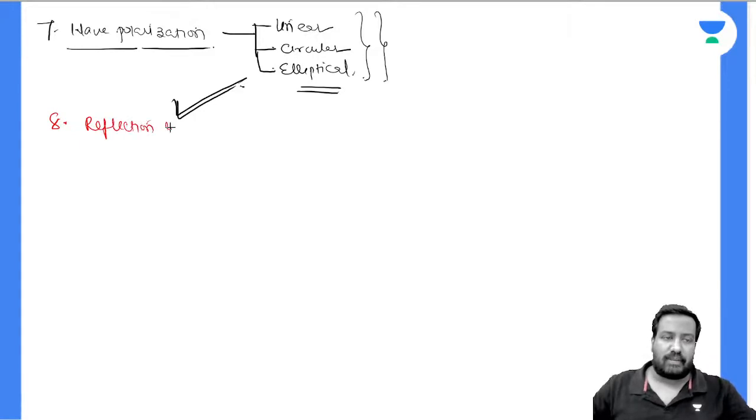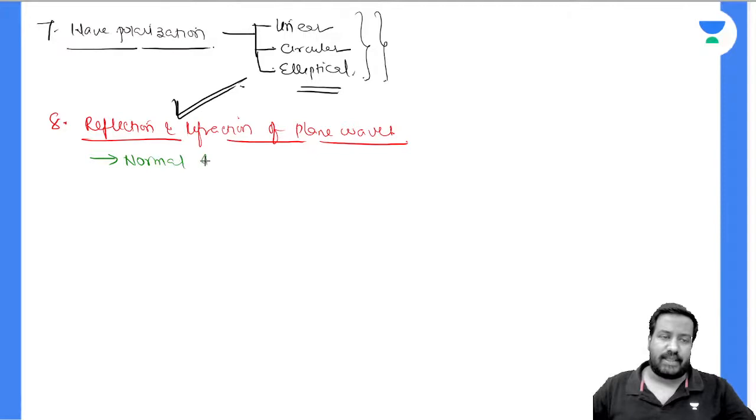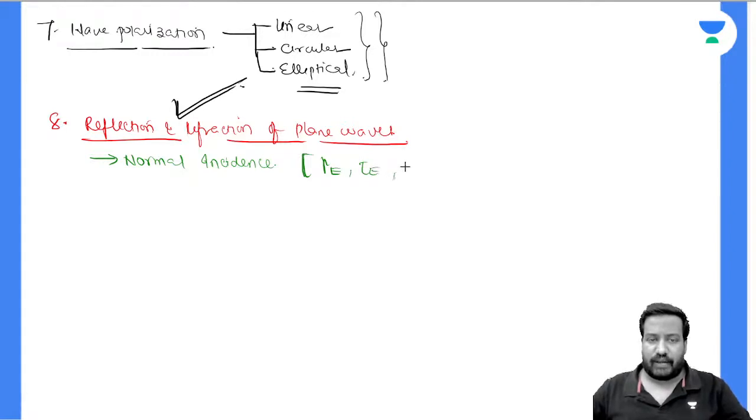The 8th topic and the last topic left out in this module is reflection and refraction of plane waves. In reflection and refraction of plane waves, we need to go through normal incidence. In the normal incidence case, again we need to find the reflection coefficient and transmission coefficient for the electric field, and the reflection coefficient and transmission coefficient for the magnetic field.